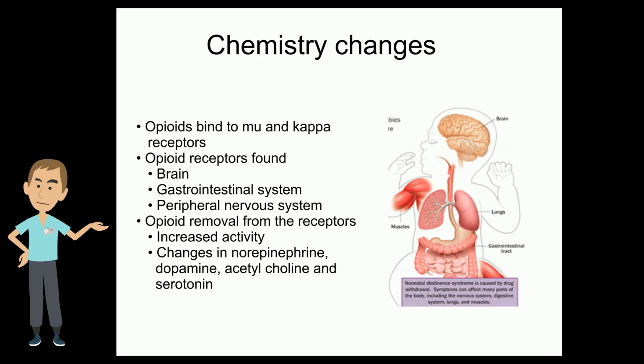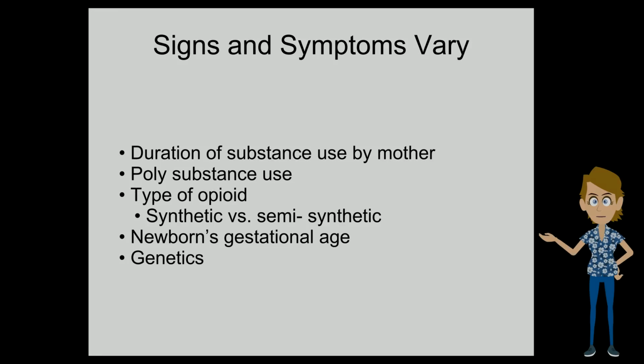So, Amy, what should we know about the symptoms? Well, Rob, signs and symptoms of NAS vary drastically based on multiple factors such as the duration of substance use by the mother during pregnancy, the mother's use of other medications or substances, polysubstance use during pregnancy, and the gestation of the newborn at birth.